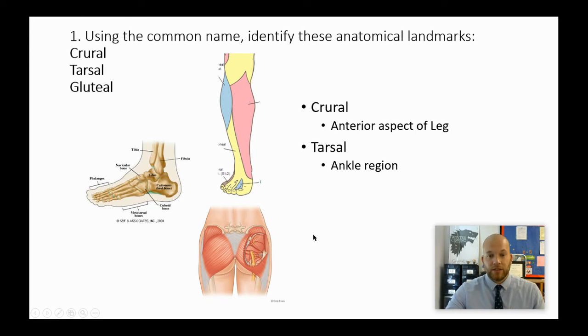And then gluteal, you guessed it, that's the gluteus maximus, the buttock, everyone's favorite anatomical region. I can hear you giggling now. So the anatomical region of the butt, the buttocks, that is the gluteal.